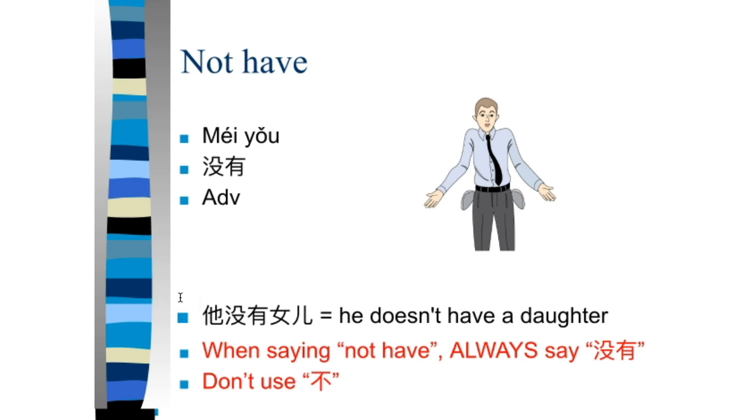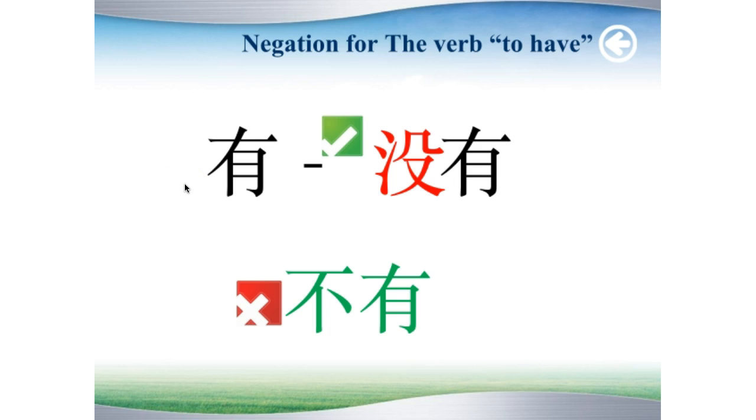He doesn't have a daughter. 他没有女儿. So basically, whenever you're saying not have, you must always say 没有. You never use 不 in this situation. Once again, the negation of 有 is 没有. It is not this. This is wrong.